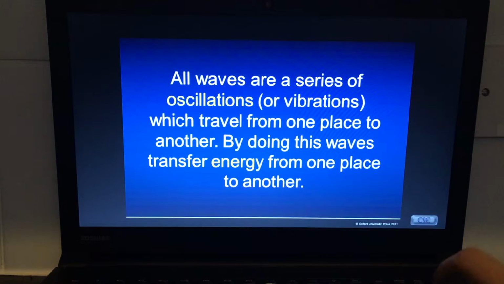Now the definition of a wave is that they are a series of oscillations or vibrations and they travel from one place to another, and when they do this they actually transfer energy from one place to another.